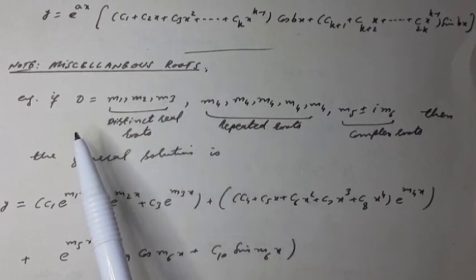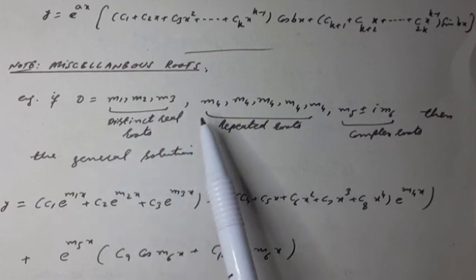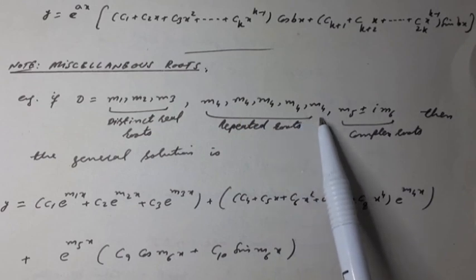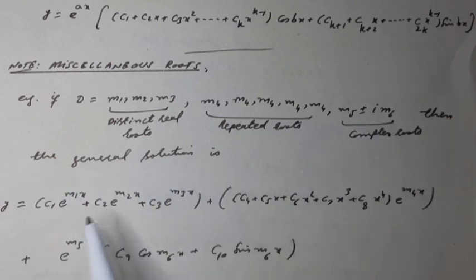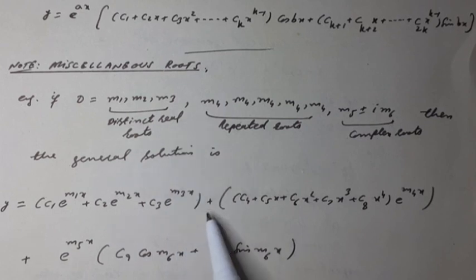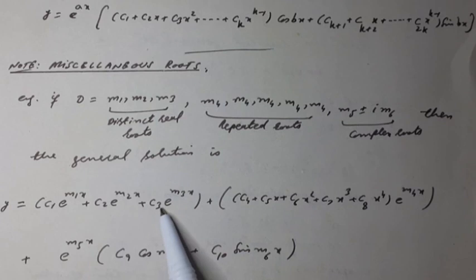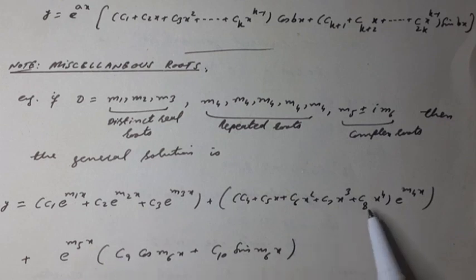Note, miscellaneous roots. When the characteristic or auxiliary equation has roots of mixed form, for example, if D = m1, m2, m3 distinct real roots, m4 repeated five times, and m5 ± i m6 complex roots, then the general solution can be written as y = c1 e^(m1 x) + c2 e^(m2 x) + c3 e^(m3 x) for the distinct real roots, plus (c4 + c5 x + c6 x² + c7 x³ + c8 x⁴) e^(m4 x) for the repeated roots, plus e^(m5 x) (c9 cos m6 x + c10 sin m6 x) for the complex roots.